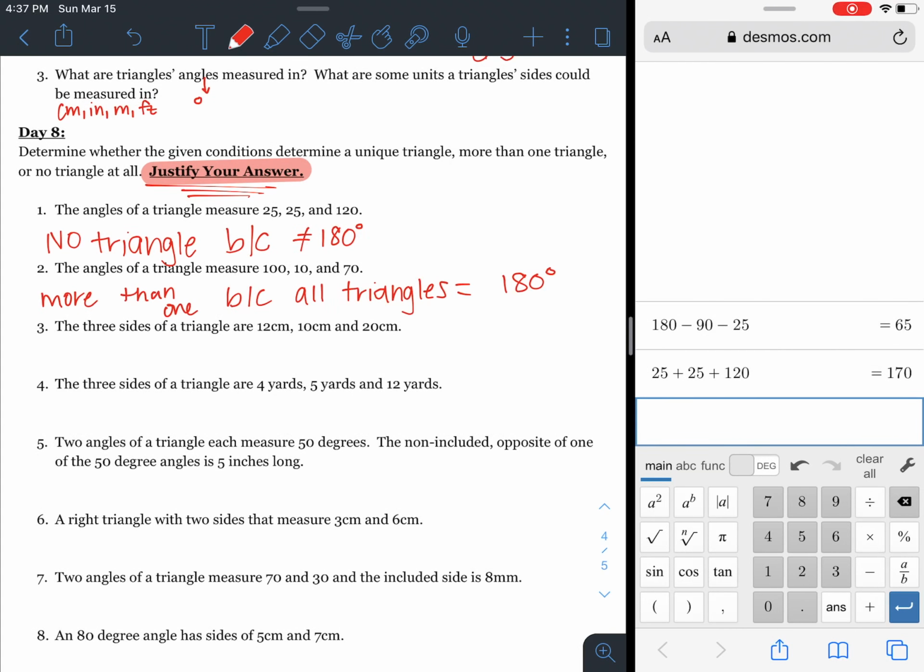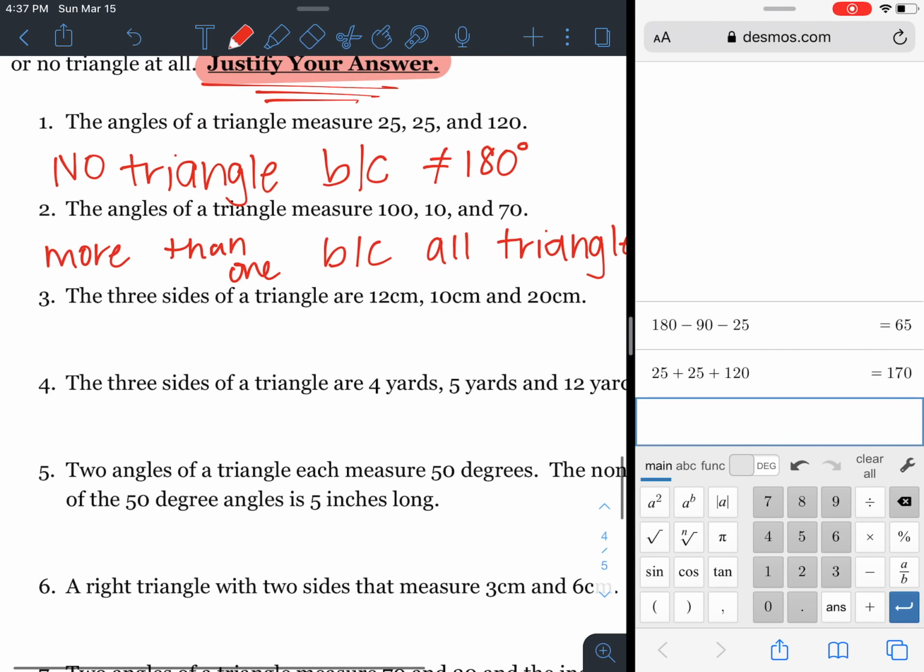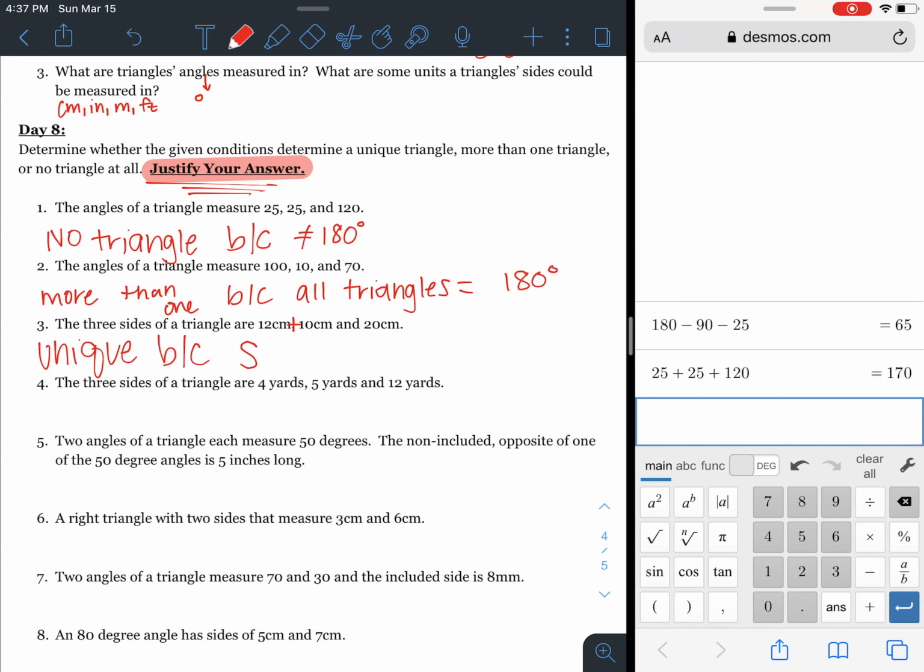The next one, 3 sides of a triangle are 12, 10, and 20. The 2 smaller sides, 12 plus 10 gives us 22, and that's bigger than 20. So this one would be unique because side, side, side, and 12 plus 10 is greater than 20.